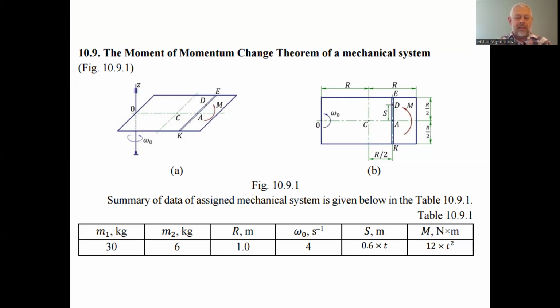We considered in articles 10.7 and 10.8 the momentum change theorems for the material point motion. This is a kinematic characteristic of the motion of the material point or material body. In article 10.8 we considered the motion of a mechanical body consisting of discrete concentrated loads of material points. So this was for the translational motion of the mechanical body.